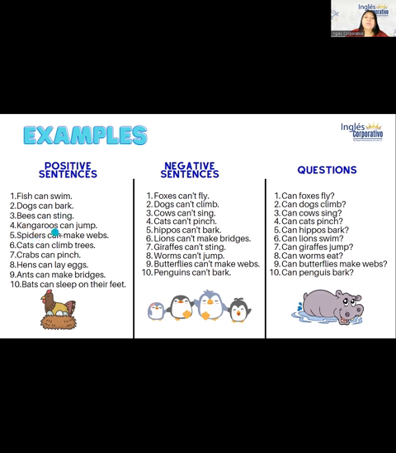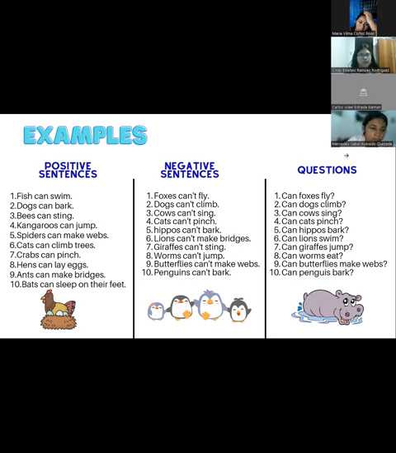Okay. So, spiders can make webs. Las arañas pueden hacer telarañas o redes. Cats can climb trees. Los gatos pueden trepar árboles. Hens can lay eggs. Las gallinas pueden poner huevos. Yes. Okay.